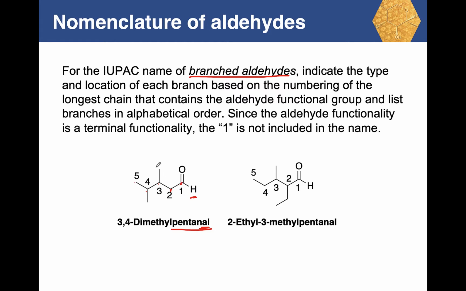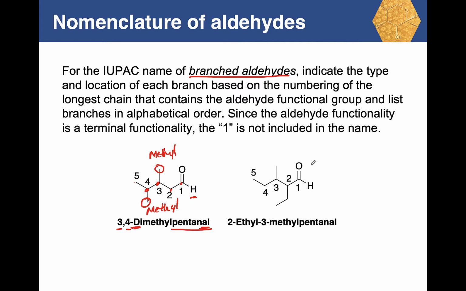So here's a methyl group. Here's another methyl group. And they're on carbon number 3 and carbon number 4. So we have 3,4-dimethyl. Don't forget that di, because it's 2 methyls.